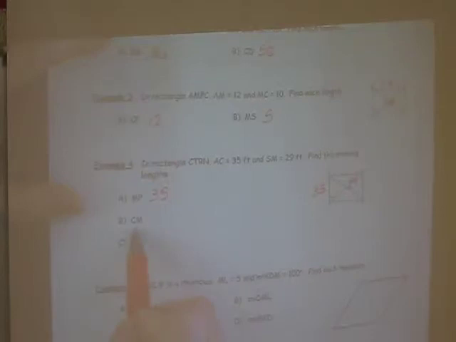To find CM, which is the diagonal, we know half of the diagonal is 29. This other half will also be 29. So the diagonal will be 58. And the second diagonal is the same, and that will also be 58.